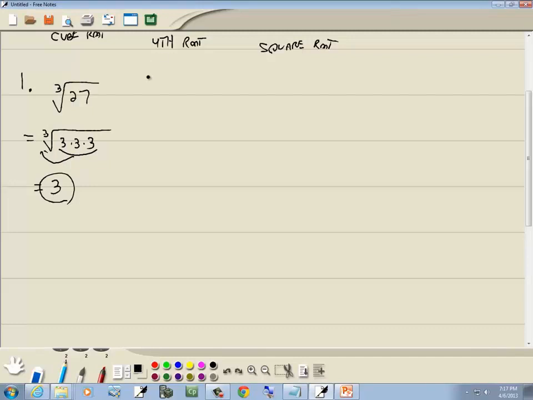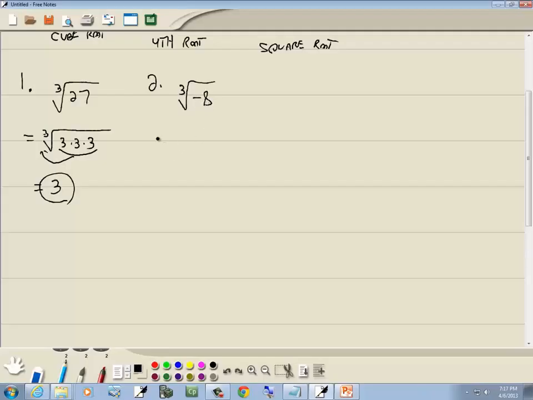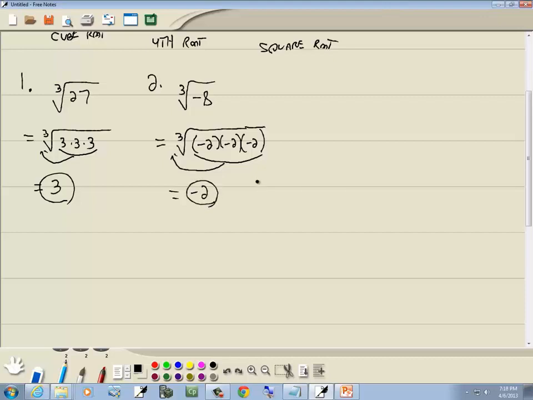This one has a note that goes along with it that I'll talk about after we work the problem. Now our index is 3, which means we're looking for a set of 3 of something. But negative 8 we can rewrite as negative 2 times negative 2 times negative 2. Now, I've been really vague there. I said a set of 3 of something. It doesn't say what it can be. It can be anything. Well, here we have 3 negative 2's. So those 3 negative 2's are going to come out in front as a single negative 2.